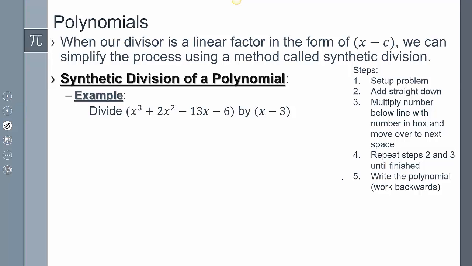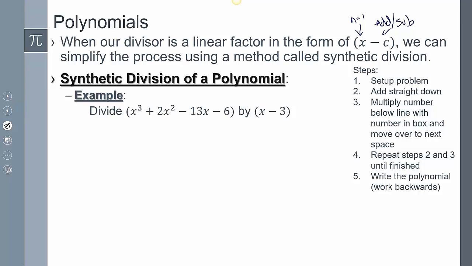So now let's talk about synthetic division. Now when our divisor is a linear factor in the form of x minus c, what I mean by that is this highest power is degree 1, and we're just adding or subtracting a number. I can write it in the form of synthetic division. It means I'm allowed to divide it with synthetic division.